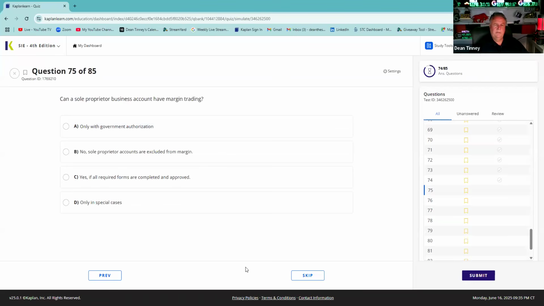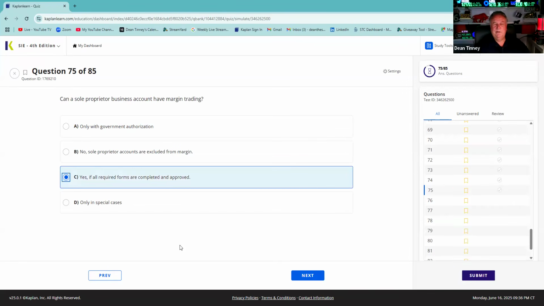Can a sole proprietor business account have margin trading? I'm thinking it's with the approval. Yeah, I call this reduction of the ridiculous. What does it look like if you tell a sole proprietor you can't have a margin account? I'm going to say, what? What are you talking about?